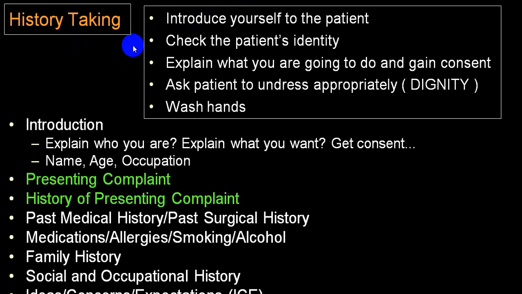Like the alimentary system, always stand on the right side of the patient. The room should be well illuminated, and the environment should be at a good temperature. We have already mentioned to explain who you are, what you want to do, and get the written consent. Ask the name, age, occupation, etc. And then you take the present complaint.